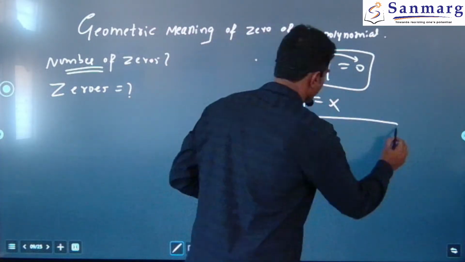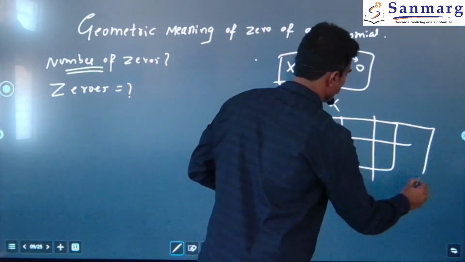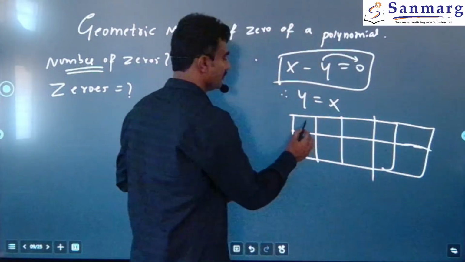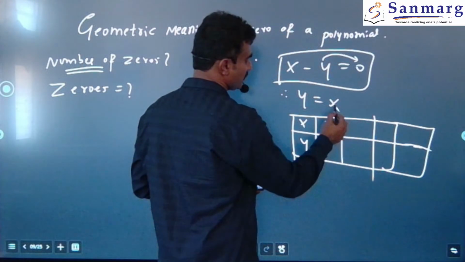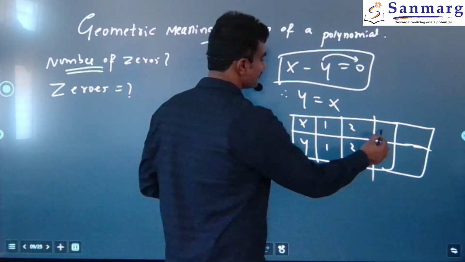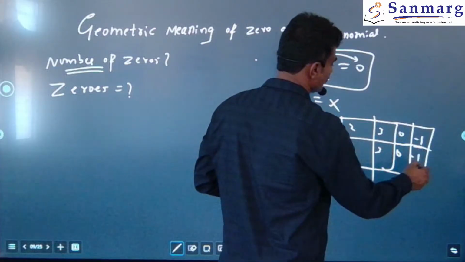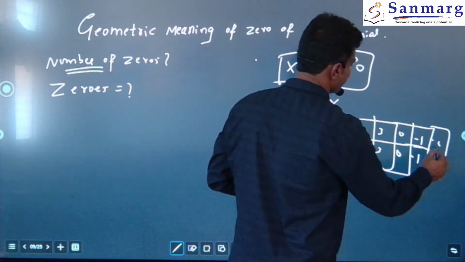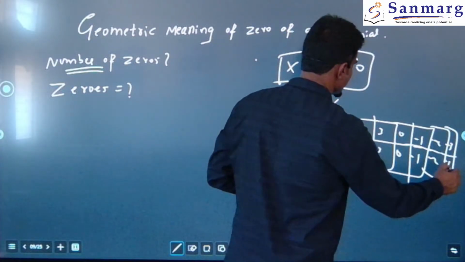Suppose I plot a graph using this x, y. If I take x as 1, y will be 1. If I substitute x as 2, y will be 2. X as 3, y will be 3. X as 0, y will be 0. X as minus 1, y will be minus 1. X as minus 2, y will be minus 2. And x as minus 3, y will be minus 3.